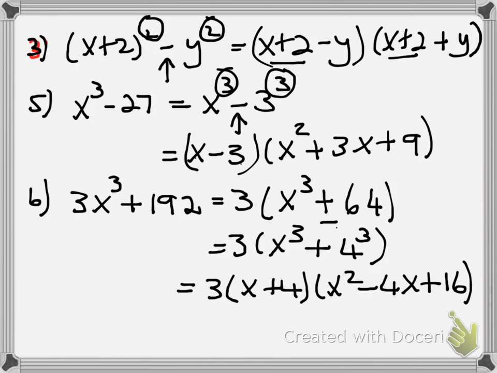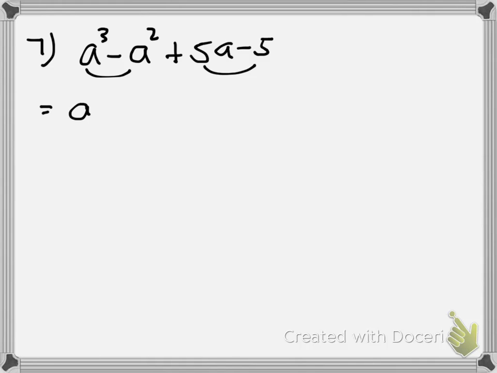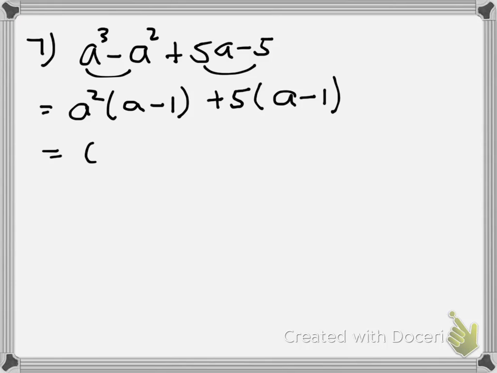Let's do a few groupings. Number 7. a to the third minus a squared plus 5a minus 5. Alright, grouping, 4 terms grouping. Take out a squared, I'm left with a minus 1. Now I know a minus 1 has to be there, so I can take out a positive 5 there. And I'm left with a minus 1 and a squared plus 5. And a squared plus 5 cannot go anywhere.